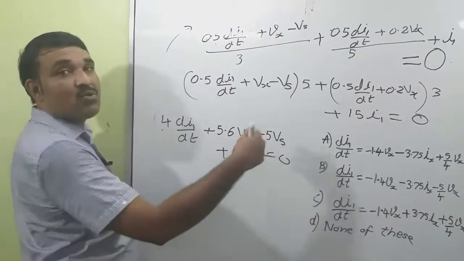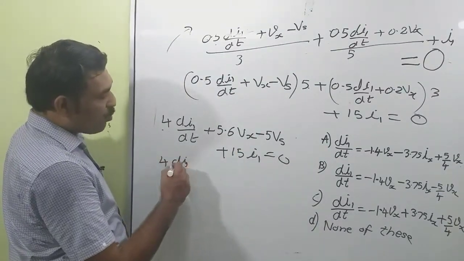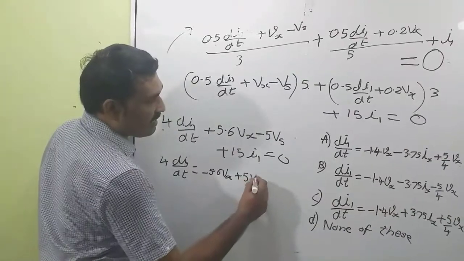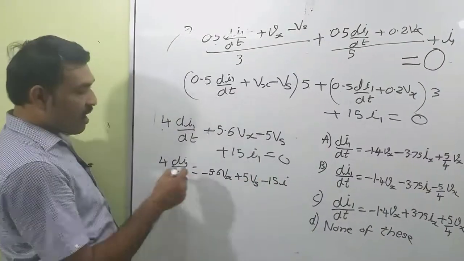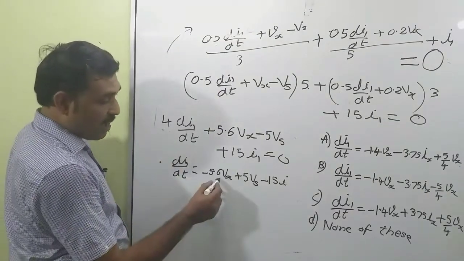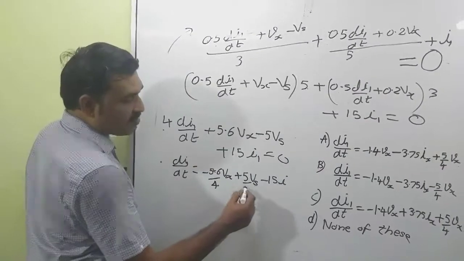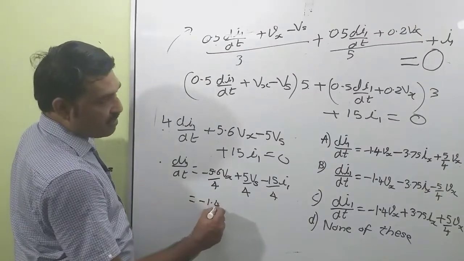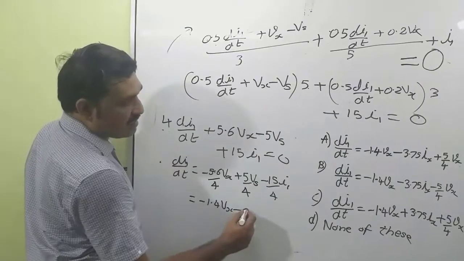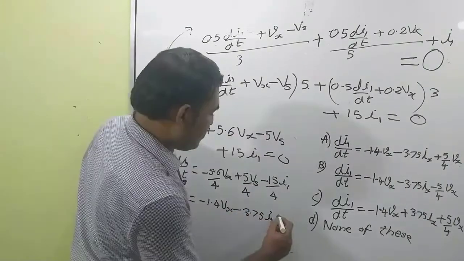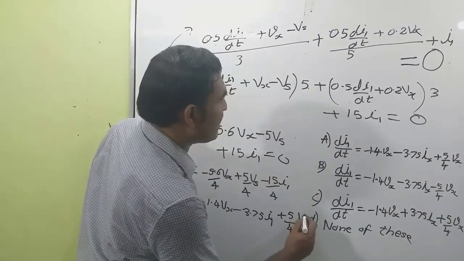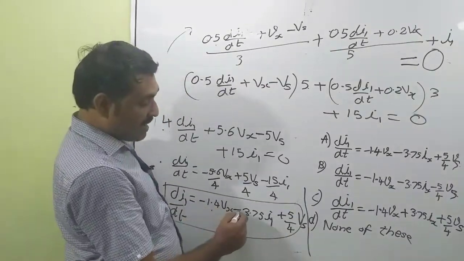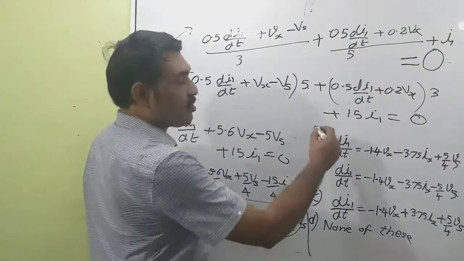Now collect these three terms to the RHS. So we can write 4 di1 by dt is equal to minus 5.6 Vx plus 5 Vs minus 15 I1. Now divide by 4. So we get di1 by dt is equal to minus 5.6 by 4 Vx plus 5 by 4 Vs minus 15 by 4 I1. This is equal to minus 1.4 Vx minus 3.75 I1 plus 5 by 4 Vs. So di1 by dt is equal to minus 1.4 Vx minus 3.75 I1 plus 5 by 4 Vs. So option A is the correct answer.